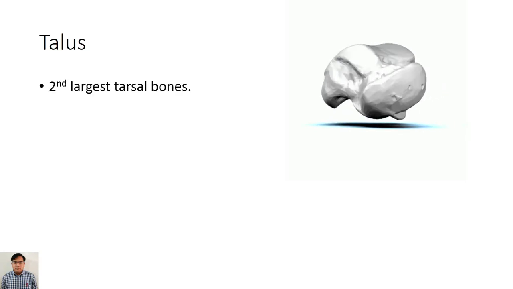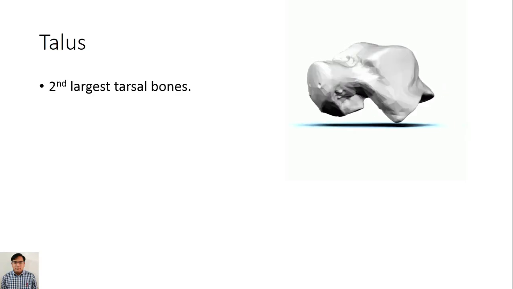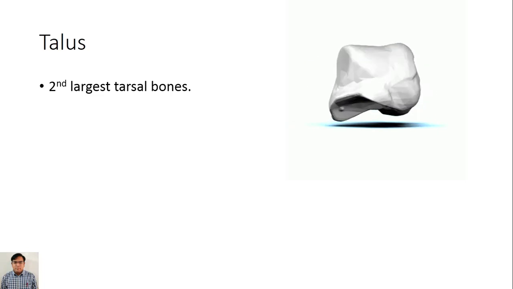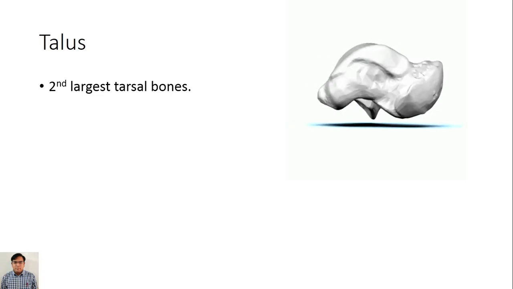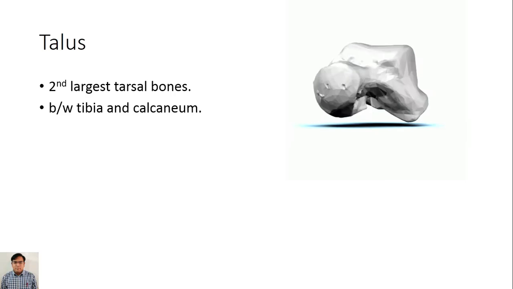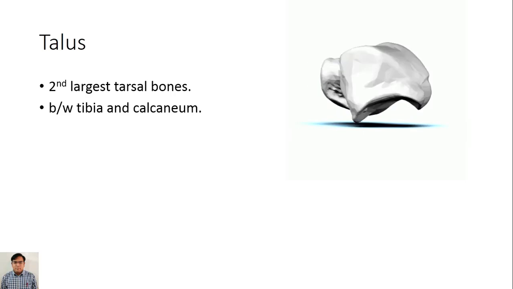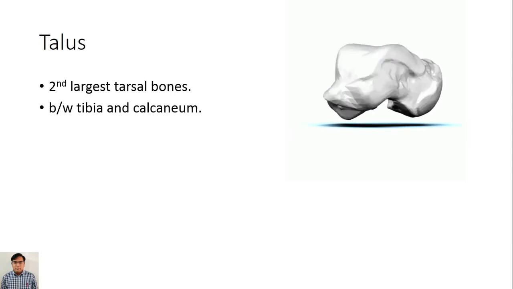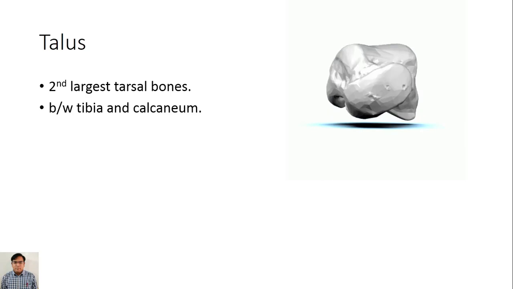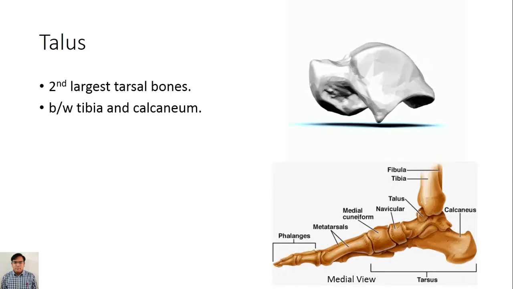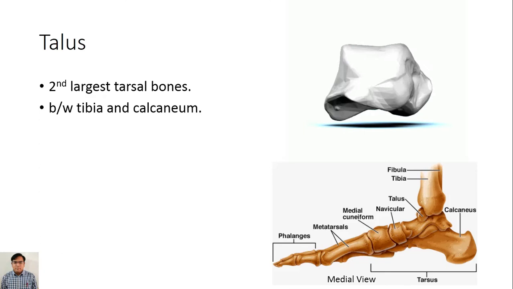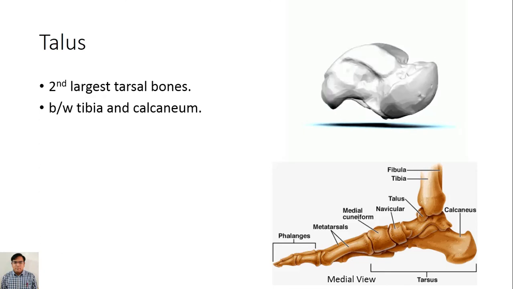Now, first of all, talus. Talus is the second largest tarsal bone. First one is calcaneum, and talus is present in between tibia and calcaneum. So, in this photograph, this is medial view, you can see a talus which is present in between tibia and calcaneum.